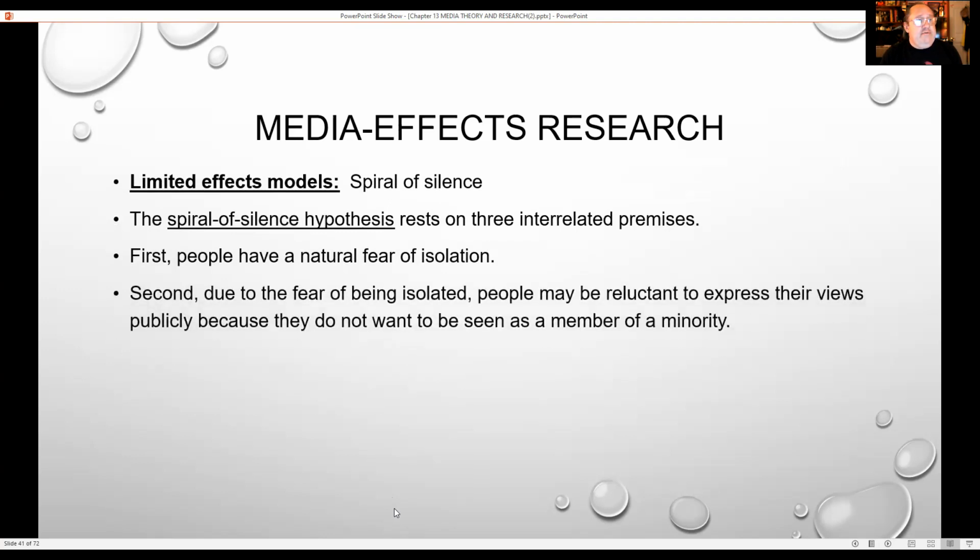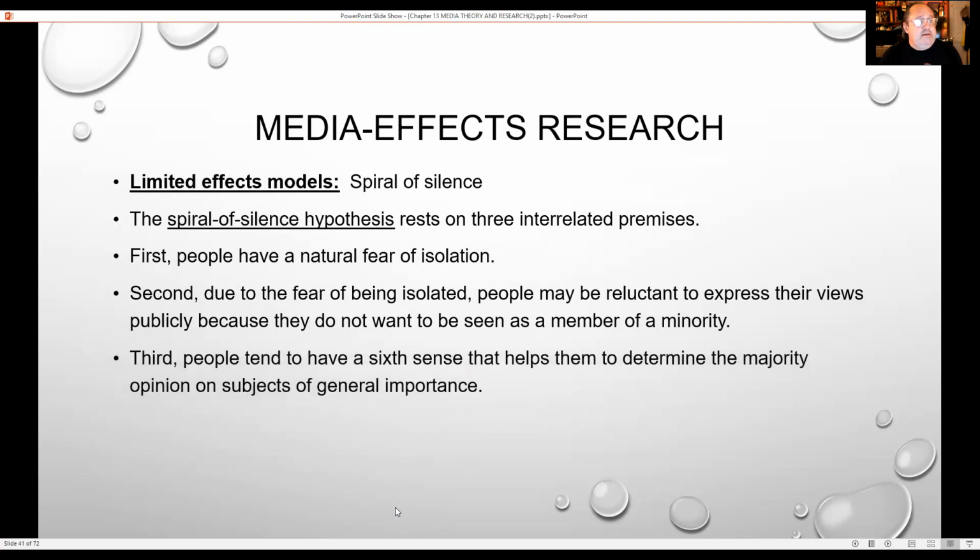Due to the fear of being isolated, people may be reluctant to express their views publicly because they don't want to seem like they're a member of a minority. And third, people tend to have a sixth sense that helps them determine the majority opinion on subjects of general importance. In Germany, a lot of people looked away while their neighbors were taken to concentration camps. Neighbors who would not have wanted them to go to concentration camps. Not everybody in Germany was evil during World War II.